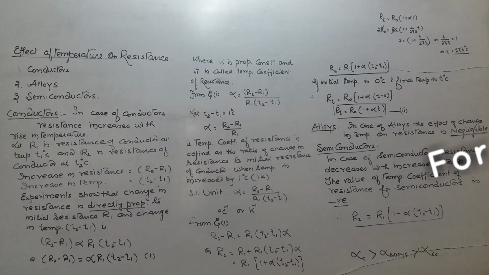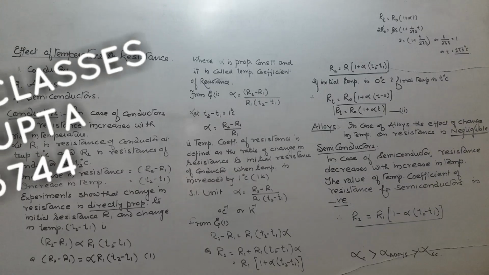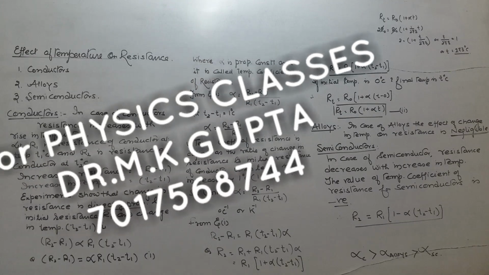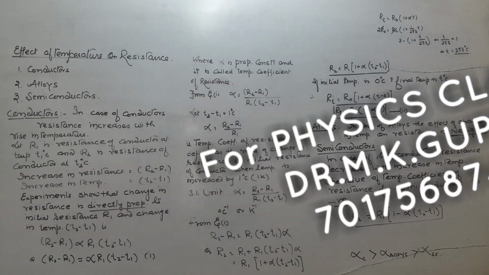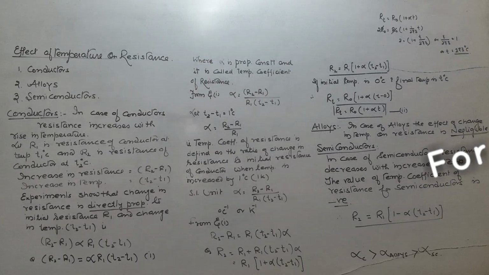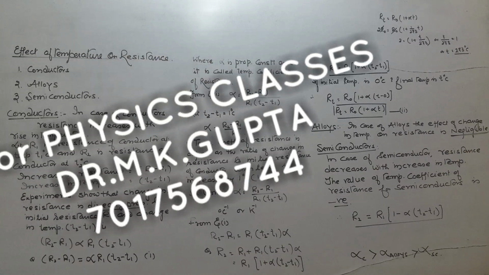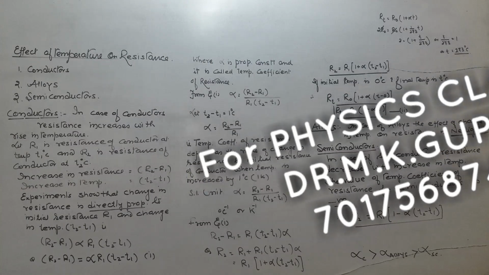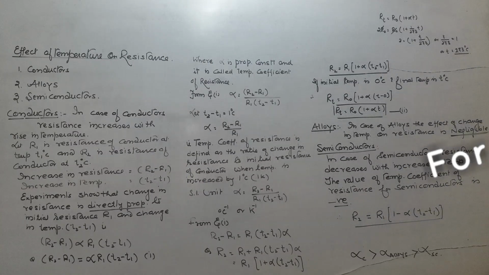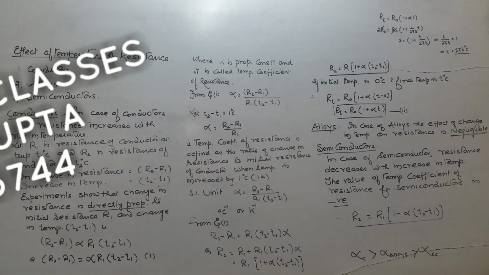Suppose the temperature T1 is equal to 0 degree Celsius and T2 is equal to T degree Celsius. Then the equation R2 minus R1 is equal to alpha R1 (T2 minus T1) is converted to RT is equal to R0 (1 plus alpha T).